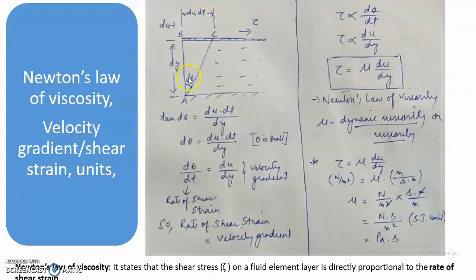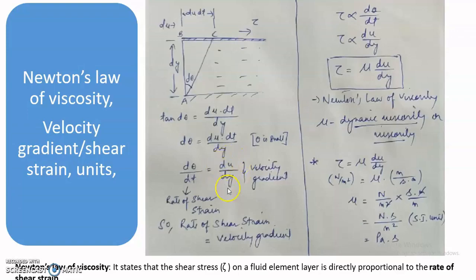So let's represent this motion by a right angle triangle ABC, and d theta is the angle of deformation. Clear? So tan d theta can be given as du into dt by dy. We can remove this tan since theta is very small. So what remains? d theta is equal to du into dt by dy. If we do some rearrangement, you have d theta by dt is equal to du by dy.